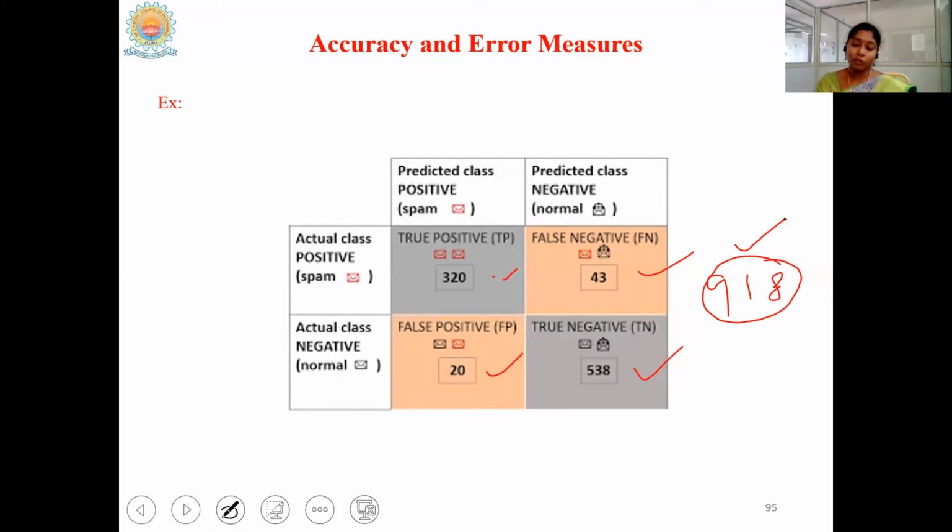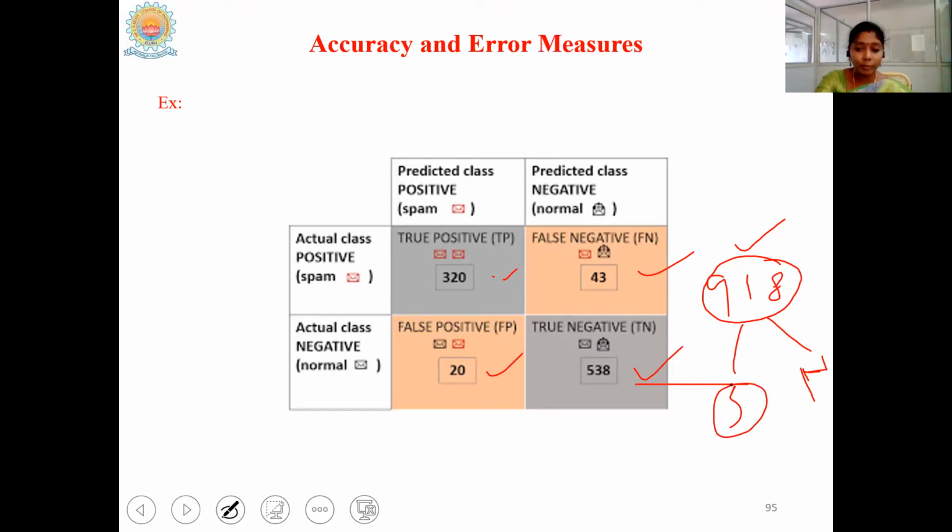My task is, out of 918, to classify how many are spam and how many are normal. For that, I have selected a classification algorithm, let's say a decision tree, for example. It classifies the 918 elements into spam and normal ones.